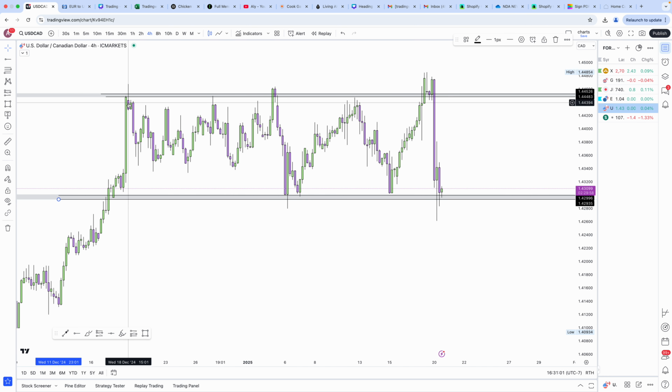And it was in a range here since December 18th. So it's been a month since it's been ranging. It tried to break out last week. It basically came to the 44,800 and then it ended up reversing.